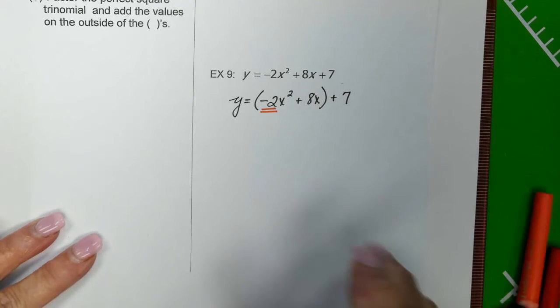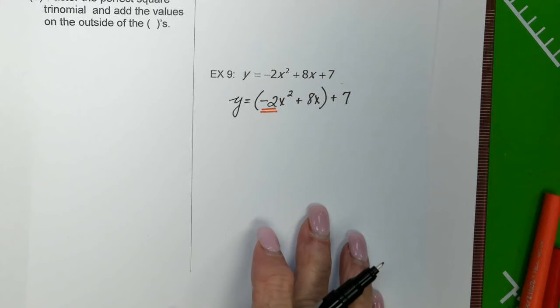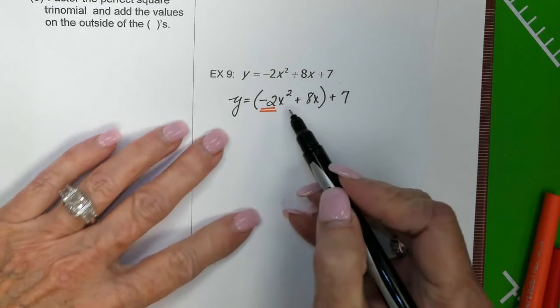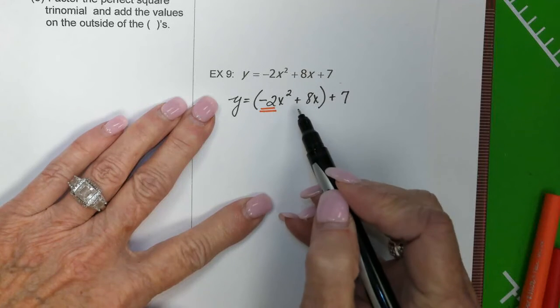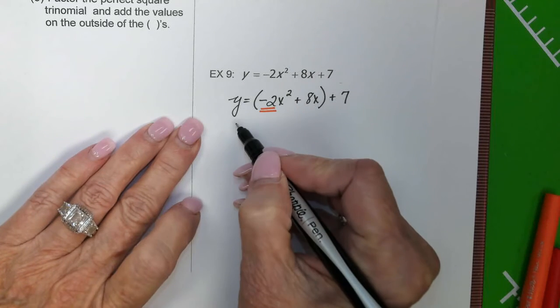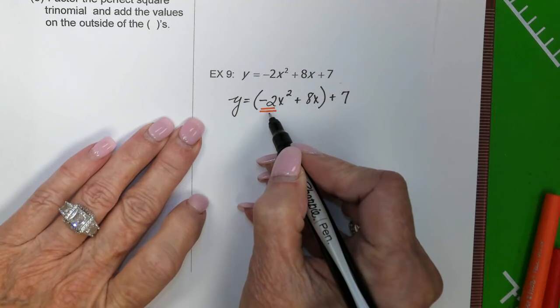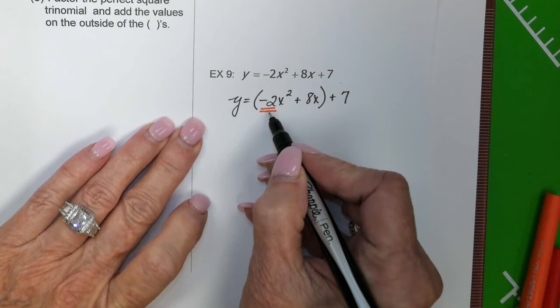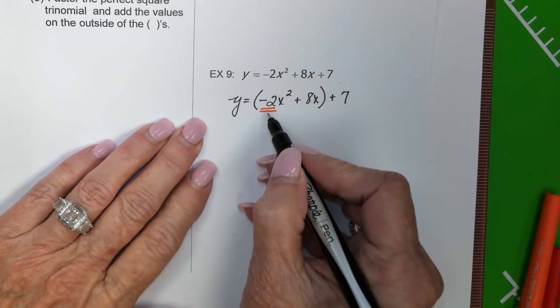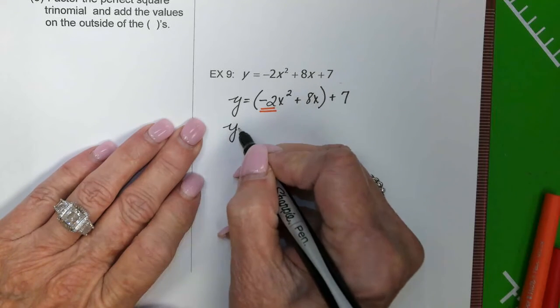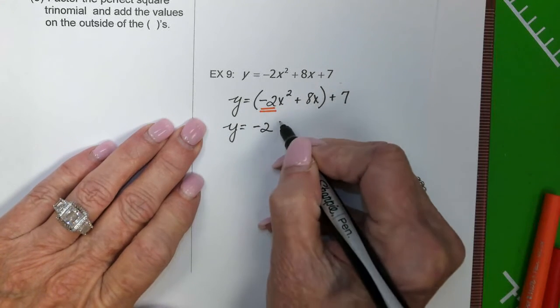Okay, now let me stop and say something to you here. You are not factoring out the greatest common factor. We are not pulling out an x. The only thing you're pulling out of that parentheses, that group, is the leading coefficient. Whatever it is, the leading coefficient is coming out. Doesn't matter if it's the greatest common factor or not. So y equals negative 2 coming out.